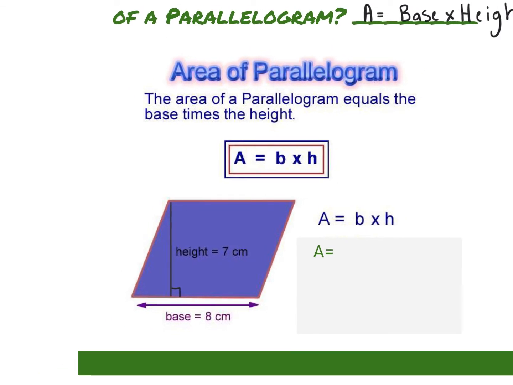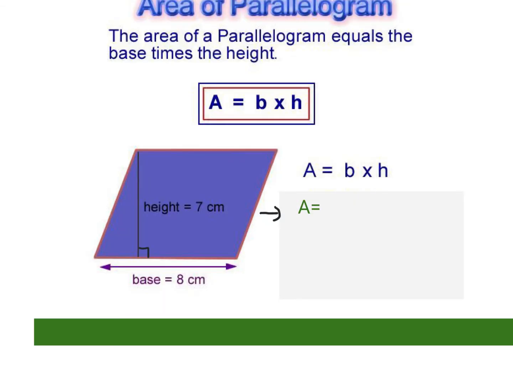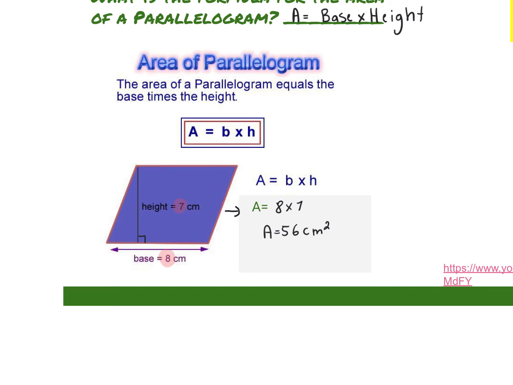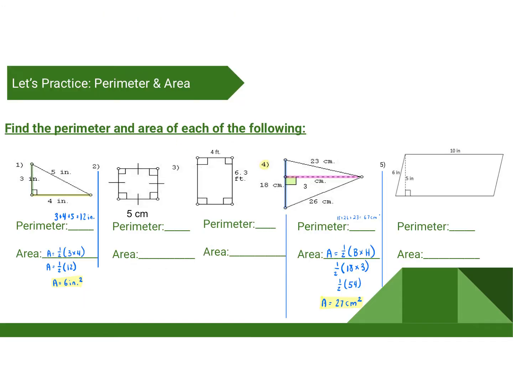You guys try to find the area for this parallelogram here and show me. Don't forget to include your units. Our base here is 8 and our height is 7. So when we do 8 times 7, we get 56 centimeters squared. Good. Don't forget about that squared because we're measuring in 2 dimensions.